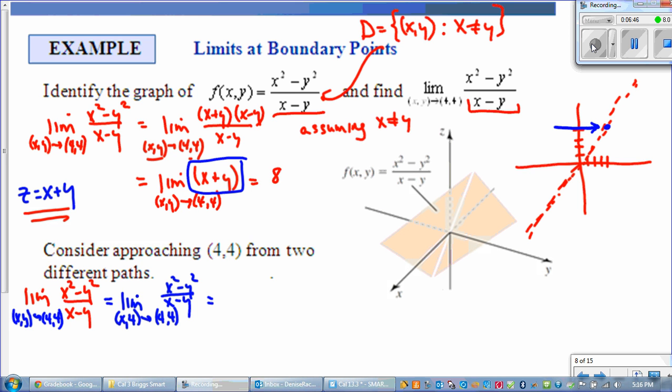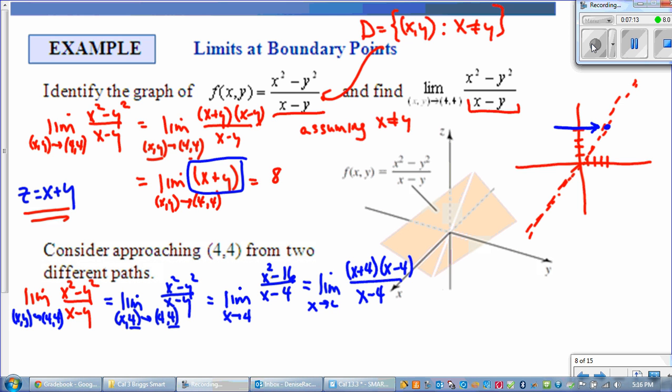Now, if the y value is 4, that's the same thing as the limit of x squared minus 16 over x minus 4. And since the y values are constant, 4 all the time, that means that x is approaching 4. Now recall how we did this back in Calculus 1. This is the same thing as the limit of (x plus 4) times (x minus 4) over (x minus 4), and x is approaching 4. So we've reverted this to a limit with just a single variable. And so we know that limit is just the limit of x plus 4 as x approaches 4, which gives us 8.